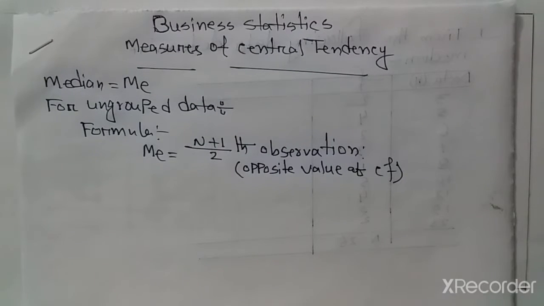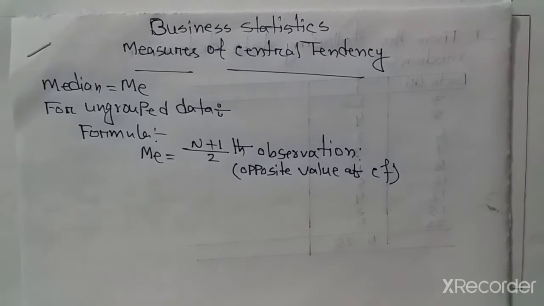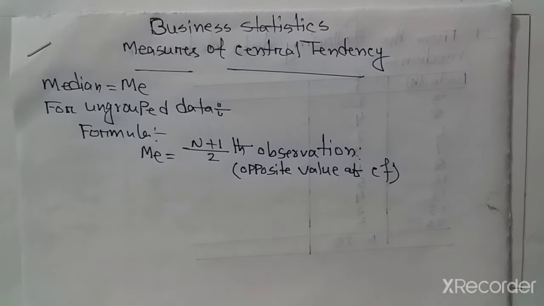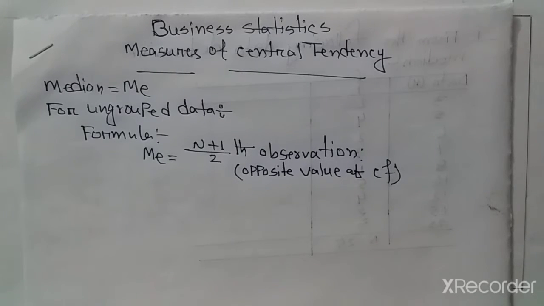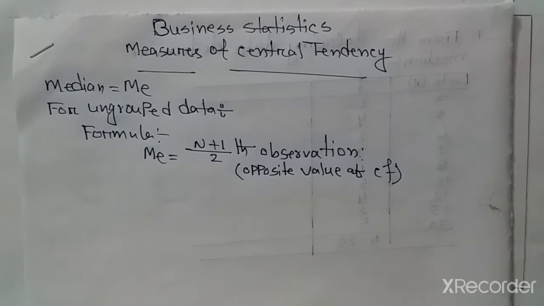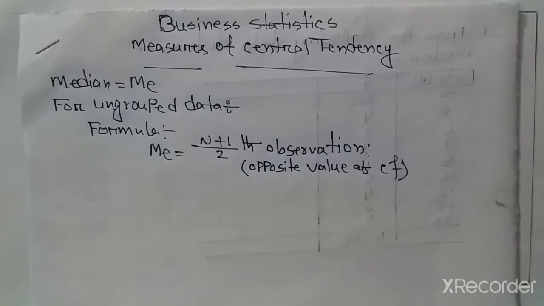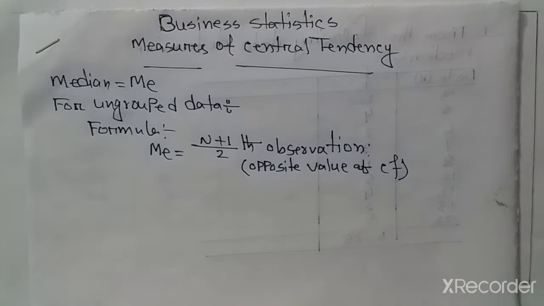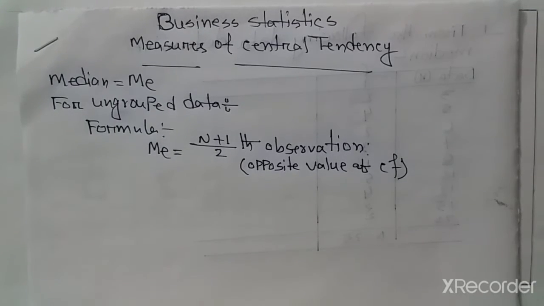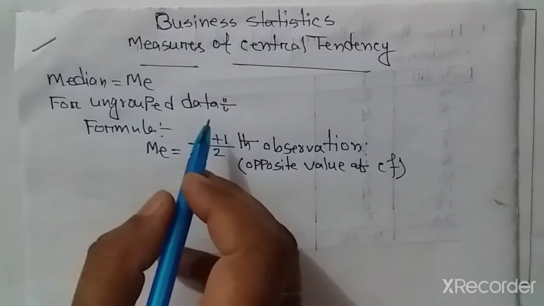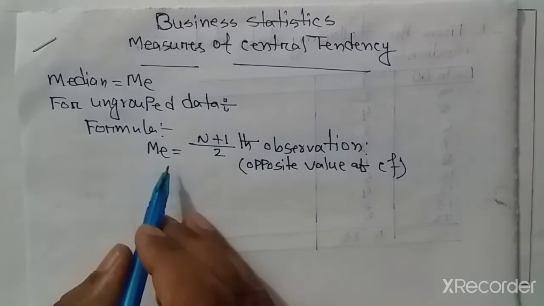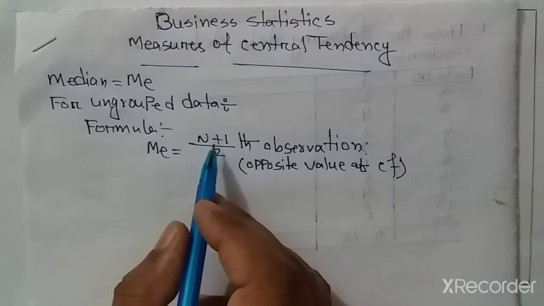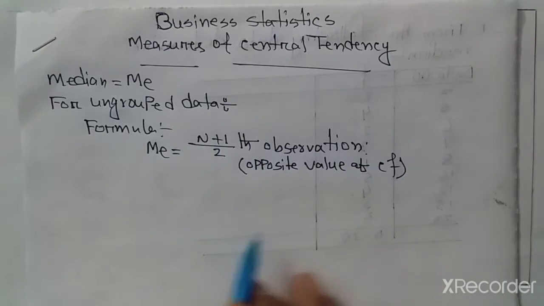Our topic is median for ungrouped data. You know, ungrouped data means given data without class with frequency. To calculate the median of ungrouped data, the formula is median equals (n plus 1) by 2 the observation.